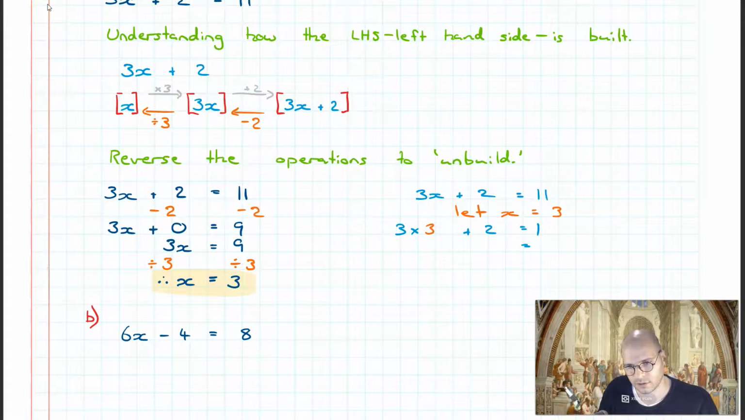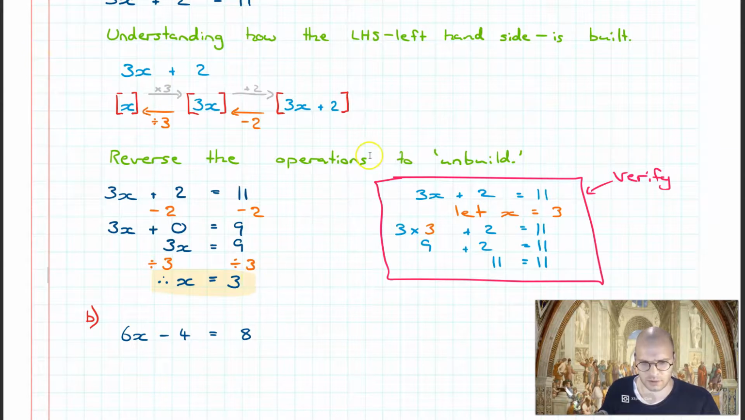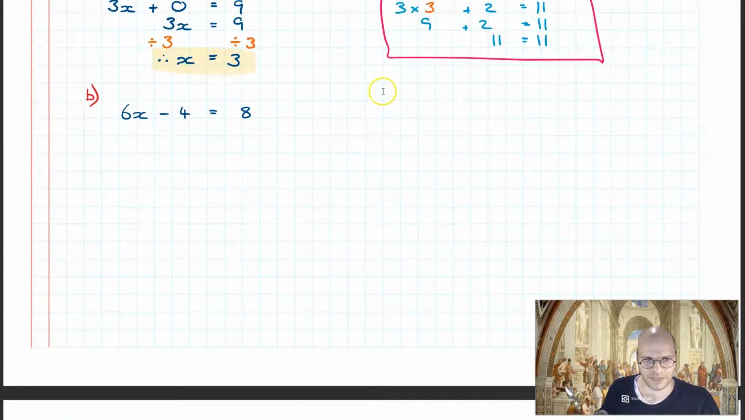Solving this, that should be 11. We're going to get 3 times 3 is 9 plus 2. And then 9 plus 2 is 11. And therefore what we see is that 11 indeed equals 11. Alright, example 1. Moving on to B.